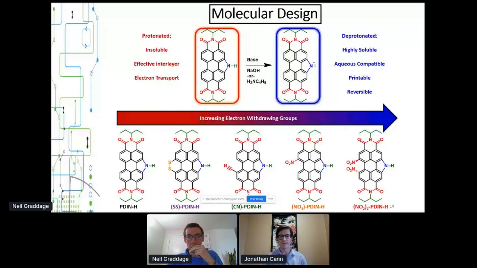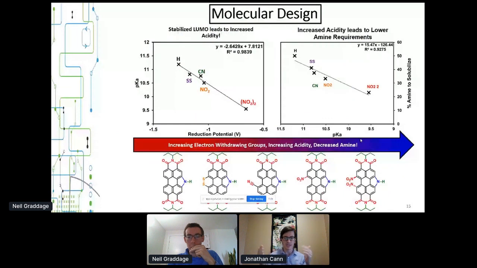Basically, the first graph, we're looking at the change in the pKa, so that's the technical measurement of how acidic that proton is, and we can see a very linear trend. The more electron withdrawing groups, the more acidic it becomes. And what's even more fantastic is that that actually applies to our processing conditions.